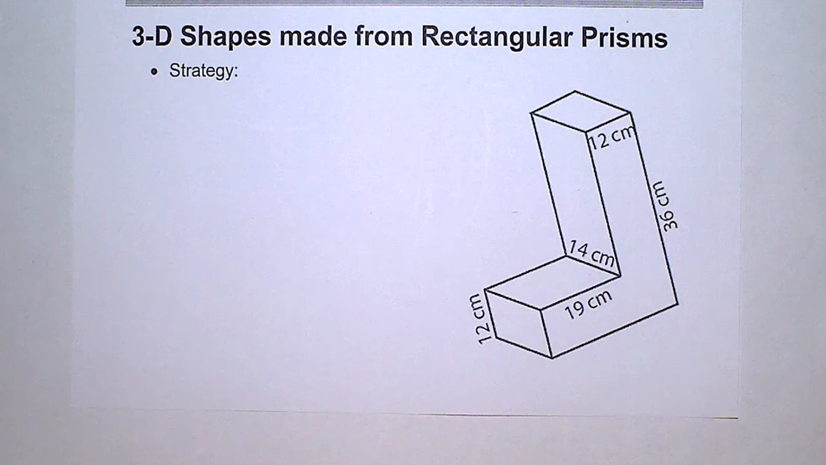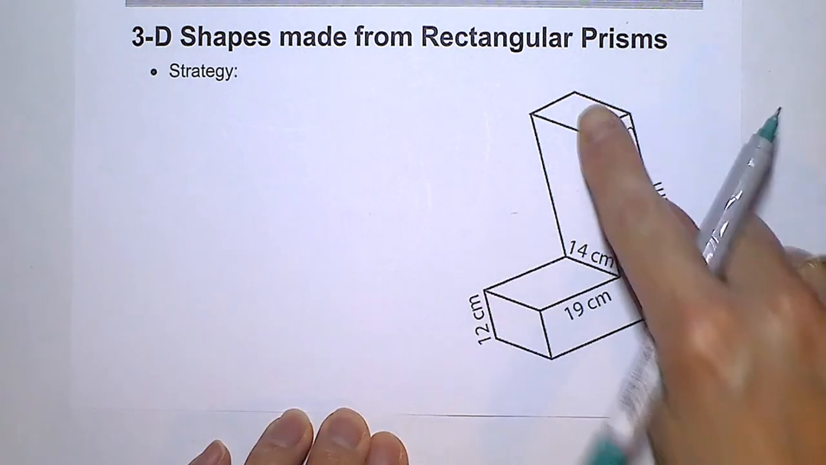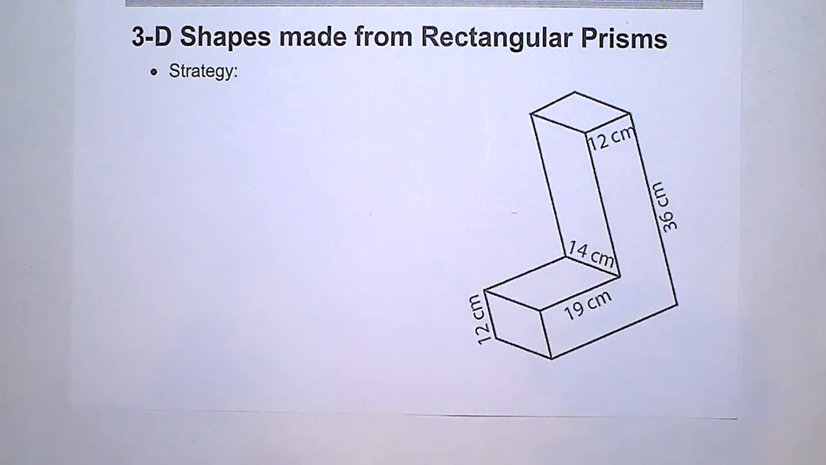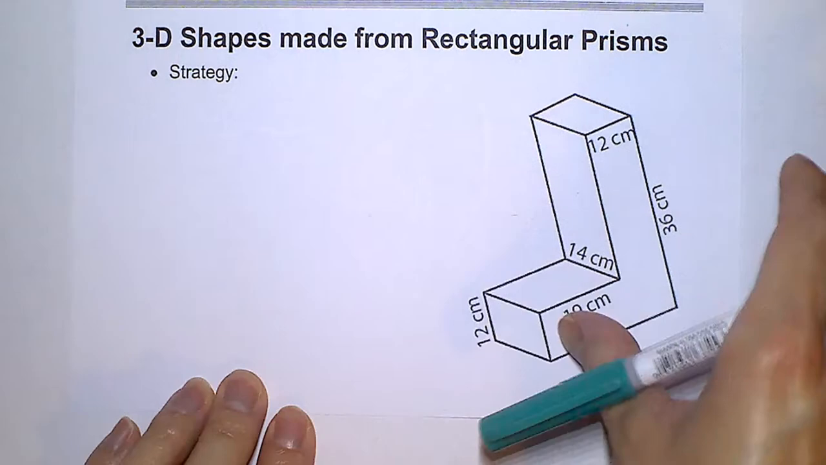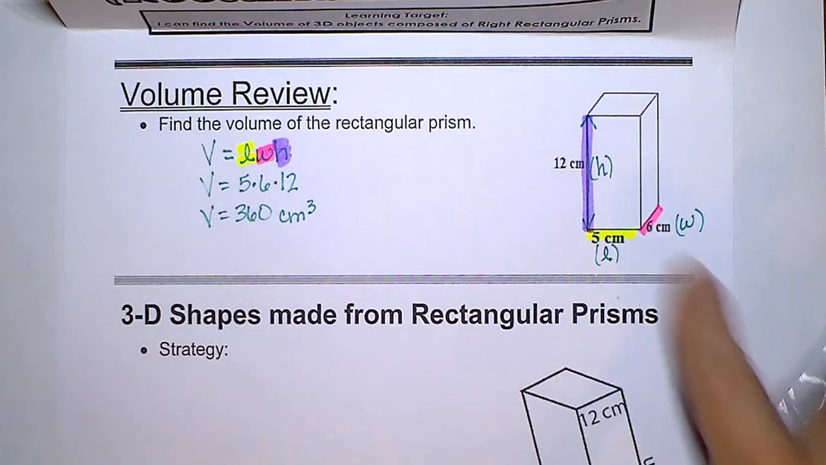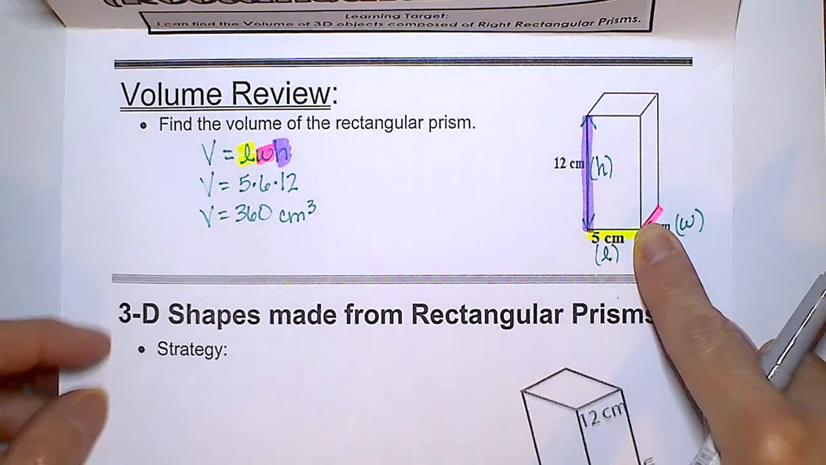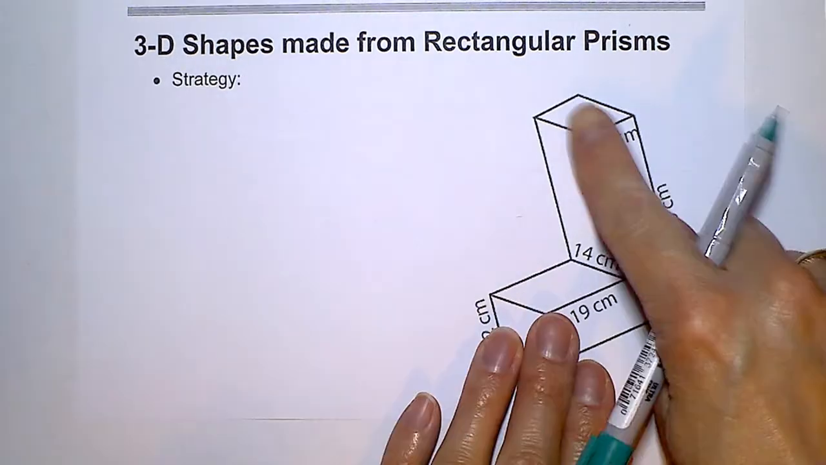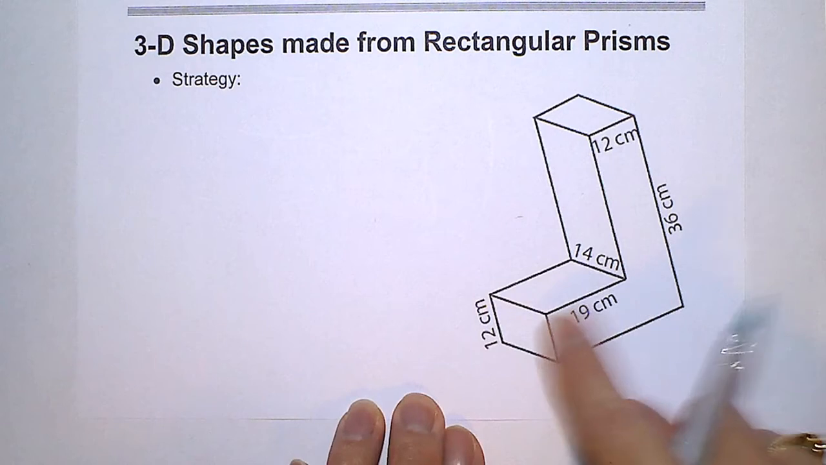For this next example for Unit 7 Lesson E, we're going to be looking at shapes made from rectangular prisms. So here's what we're going to do. I'm going to split this L block or shape up into two rectangular prisms. So in the previous video we looked at just one rectangular prism, but if I look at this next problem, it kind of looks like there's one prism here vertical and one prism horizontal.